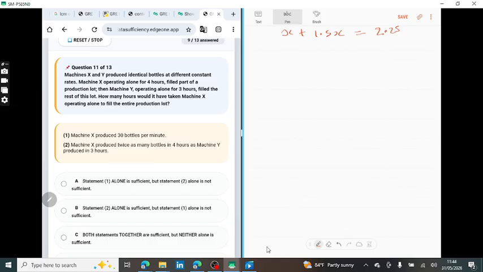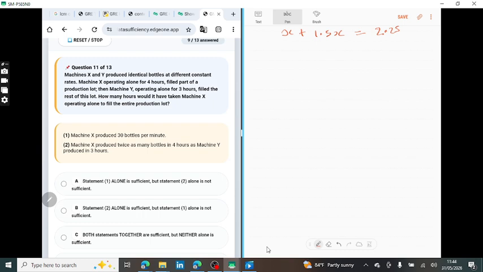So what we need to say, machine S produces 30 bottles per minute. What did machine Y produce? We don't know. So we can't form the basis of the comparison, right? Because it's when we have a basis of comparison that we can.